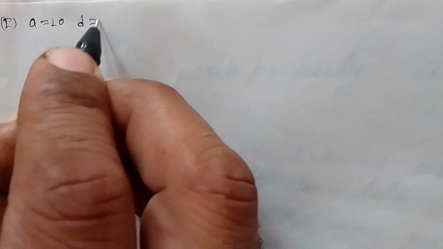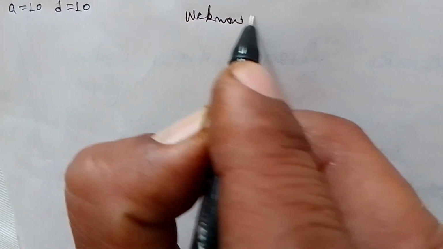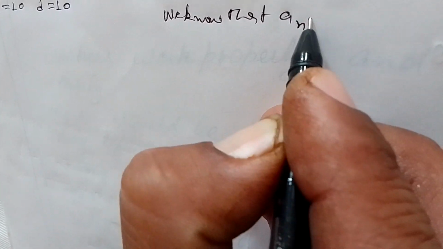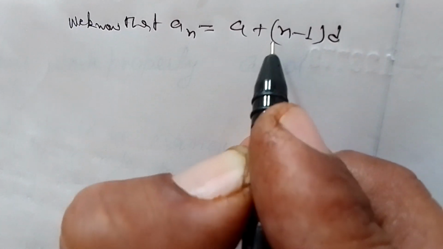Now the second question: write the first four terms of the AP, arithmetic progression, when the first term a and the common difference d are given. We have to calculate the first four terms. In this case, the first part of the question is: the first term is 10 and the common difference is also 10. For this we use the formula, we know that an is equal to a plus n minus 1 multiplied by d, n being the number of terms.